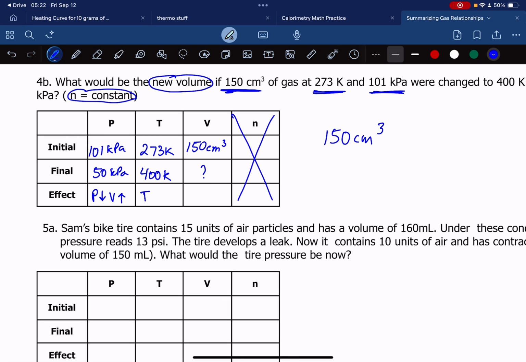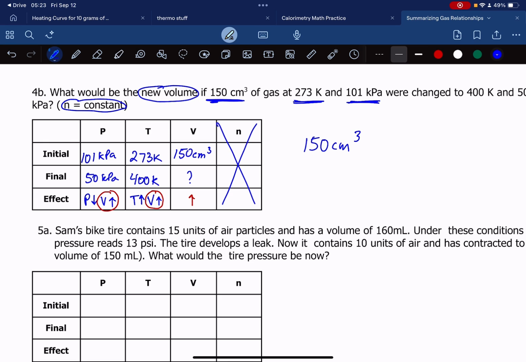And I see that my temperature is going up. And when temperature goes up, volume goes up as well, right? Remember, that was the last one in your summarizing gas relationships notes, that temperature in Kelvin is proportional to volume. All right, and then since volume is increasing for both of these, I know that my volume is going to go up. So it's going to be bigger than 150. So I'm going to take my 150 and multiply it not by one ratio, but by two ratios.